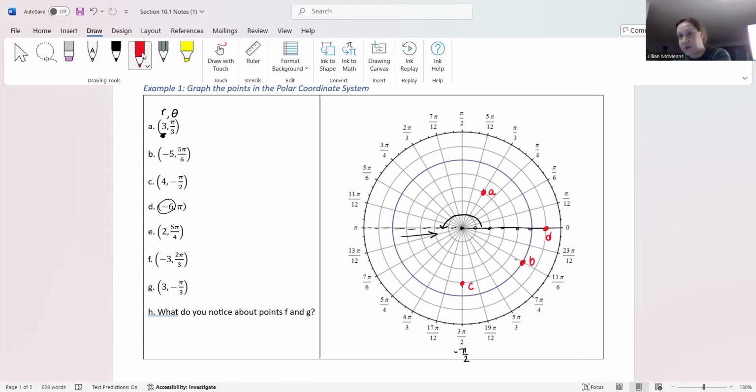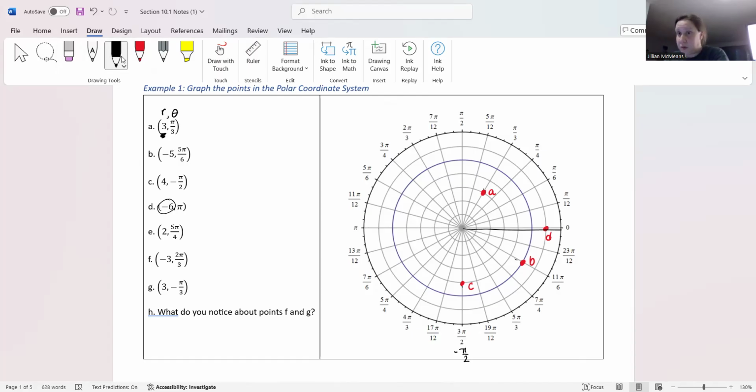And then when we go in the opposite direction, we're just sort of back on the polar axis. But that's how this one works. Okay, so let's get rid of our side work again. I accidentally got rid of my whole polar axis. Let's put it back. Okay, now for point E, we have 2 comma 5 pi over 4.